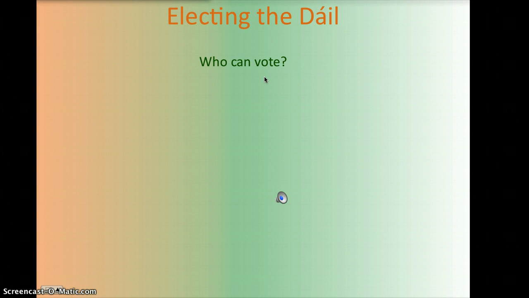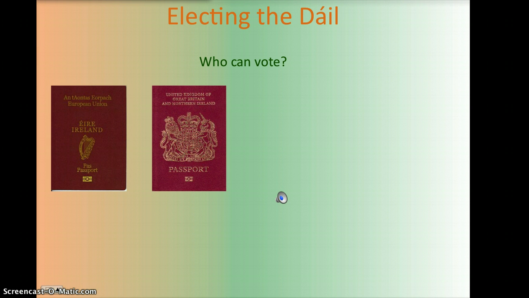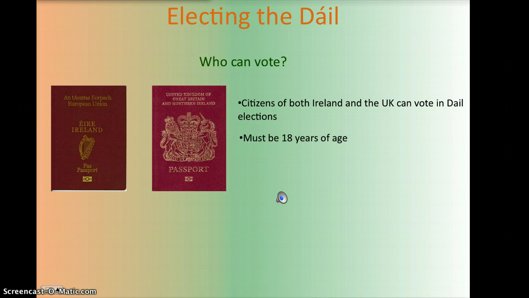So when it comes to electing the lower house, who can vote? Citizens of Ireland and the UK can vote in the lower house elections, and you have to be 18 years of age. Who can run? To run in the lower house elections, only Irish citizens can run, and they must be at least 21 years of age.